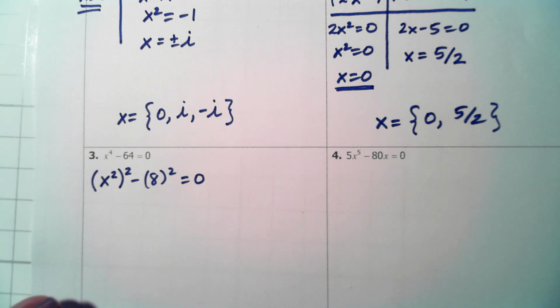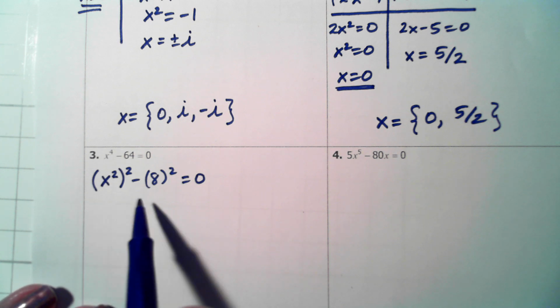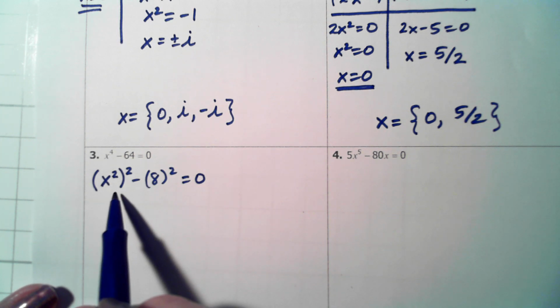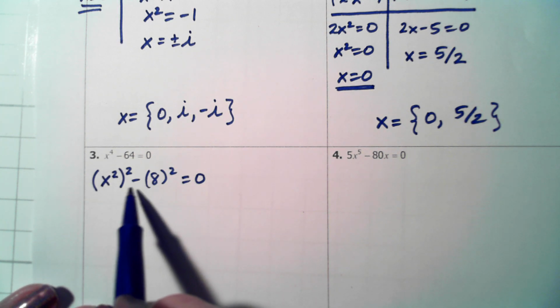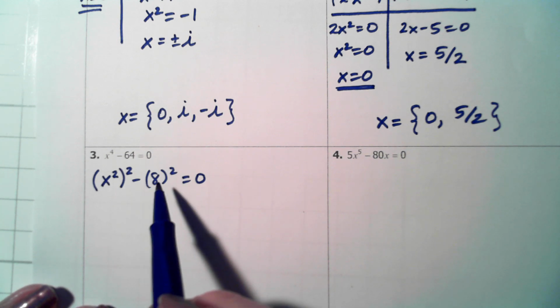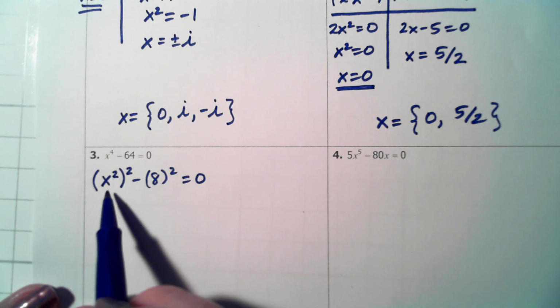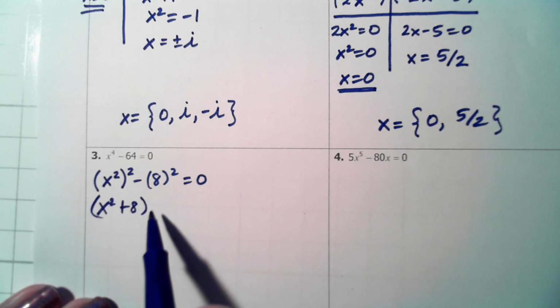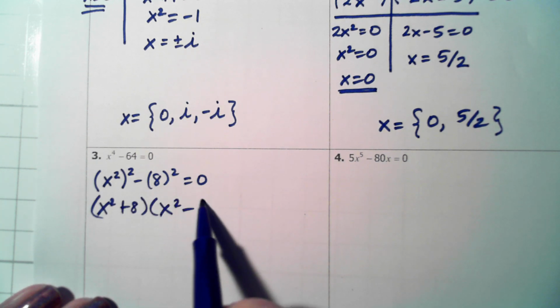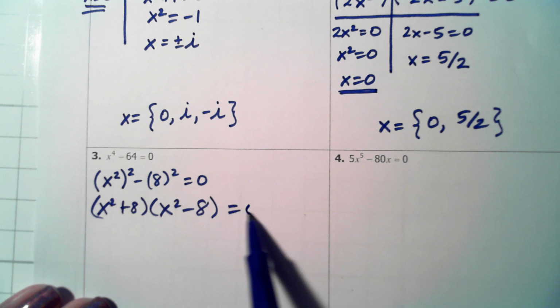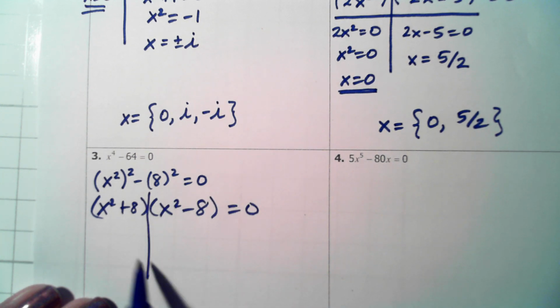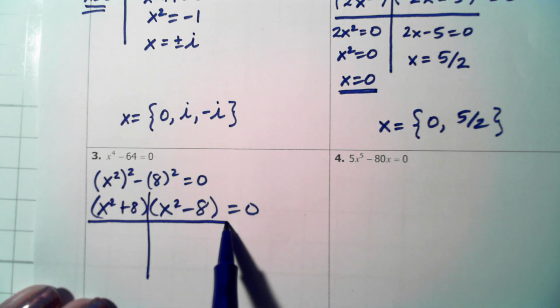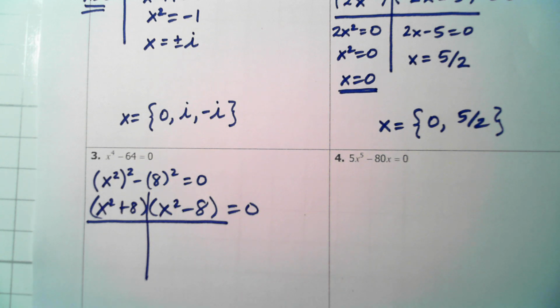Because then I can say, okay, I could factor this out, and we're going to end up with x squared plus 8 and x squared minus 8. You're going to get the conjugate pair, and that equals 0. So we could then take this and do it as a factor tree here.